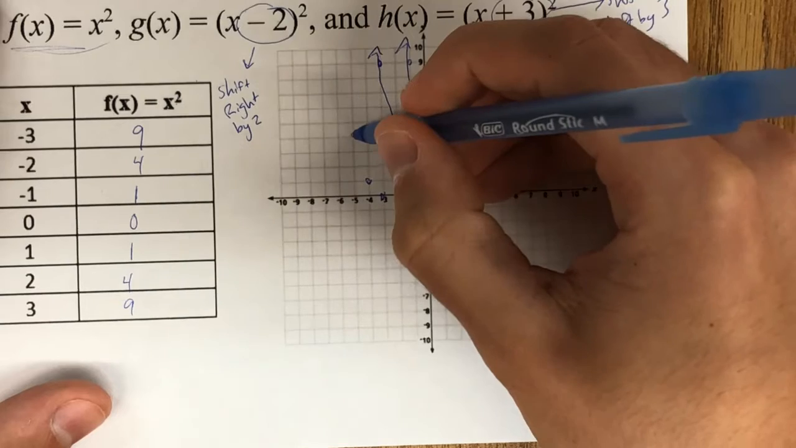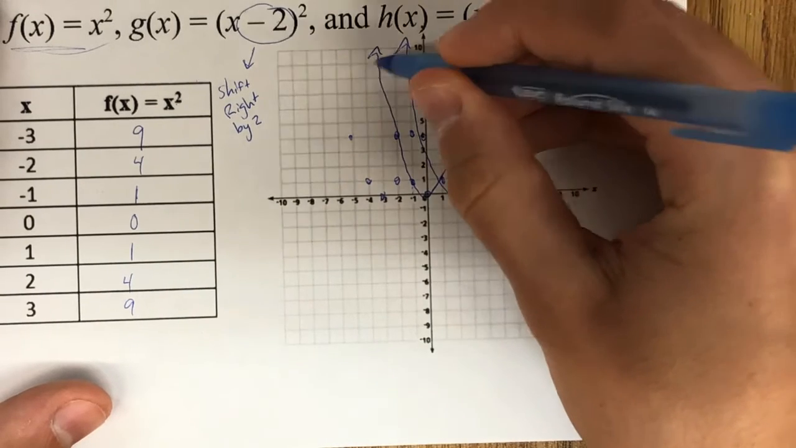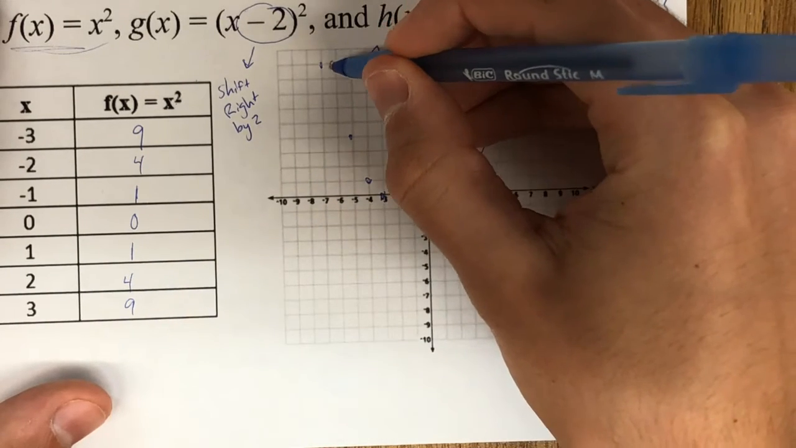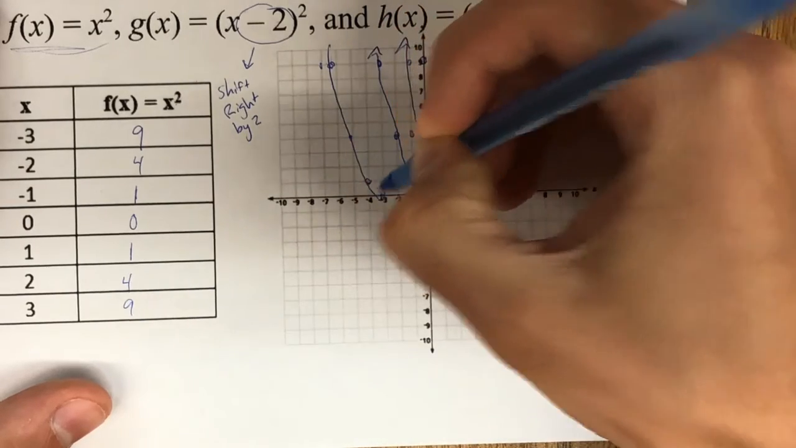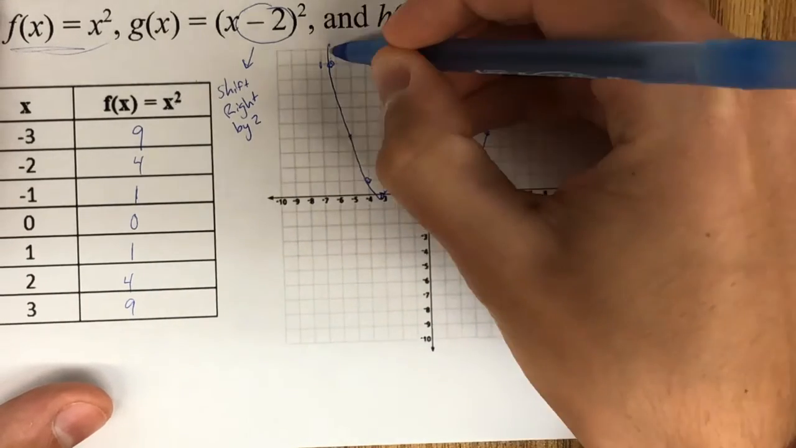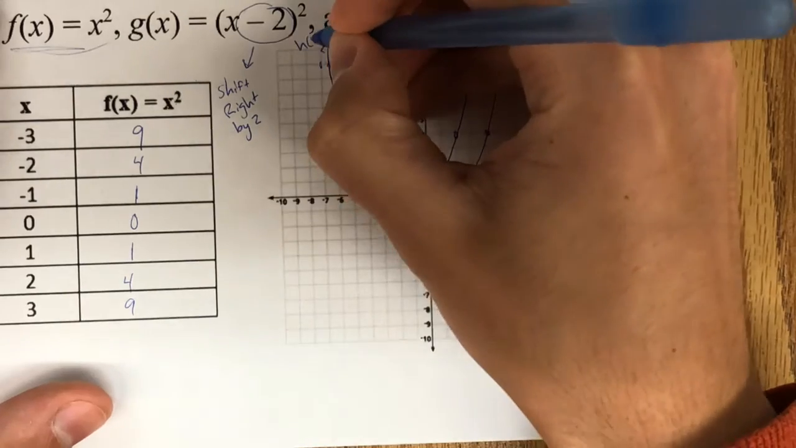A little hard to keep track here with all these lines happening. There we go. Okay, and there we have it. There is h of x.